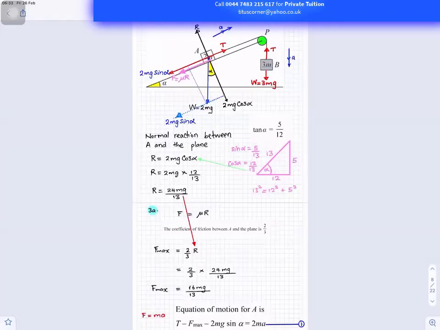Next thing we have is force of friction, F equals mu R. That's the force, the friction there. I've put it in pink and it's pulling opposite direction to movement. And they say the coefficient of friction between A and the plane is 2 over 3. That coefficient of friction 2 over 3 is given. So that means maximum force of friction is 2 over 3 times R. Do we know what R is? Yes, we just did R from above. So it's 2 over 3 times 24 mg over 13. So that gives you 16 over 13 mg.